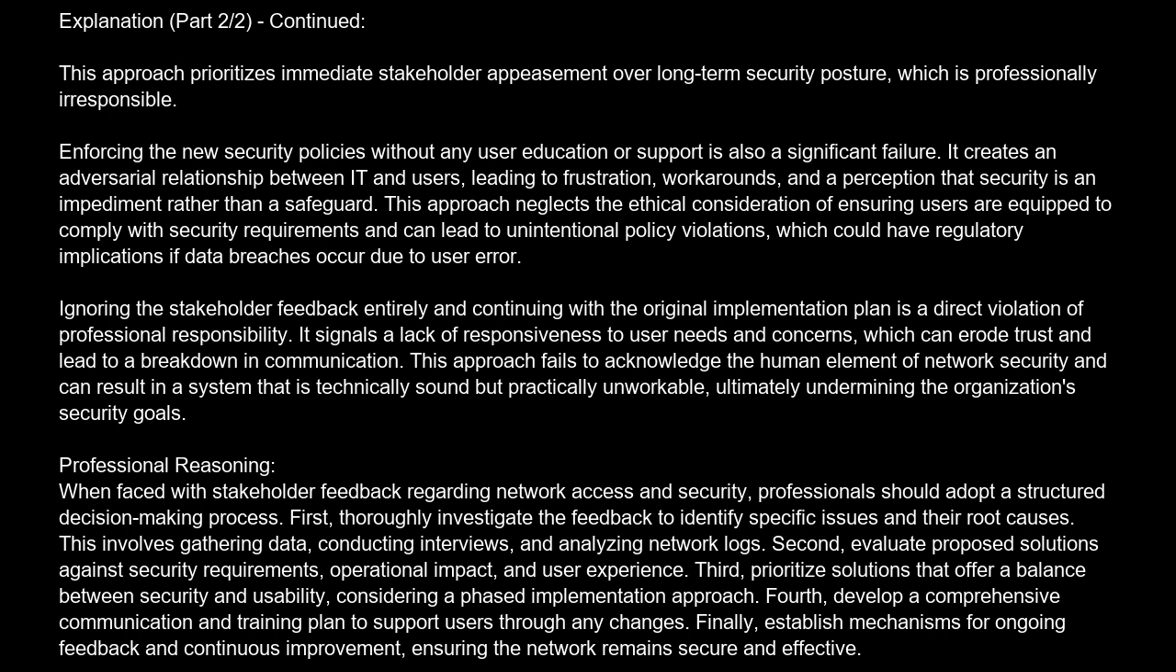Third, prioritize solutions that offer a balance between security and usability, considering a phased implementation approach. Fourth, develop a comprehensive communication and training plan to support users through any changes. Finally, establish mechanisms for ongoing feedback and continuous improvement, ensuring the network remains secure and effective.